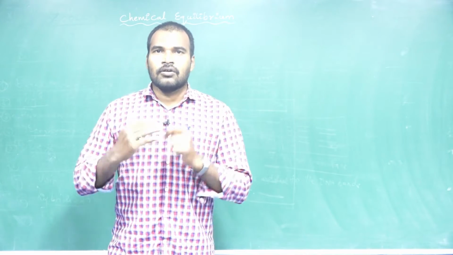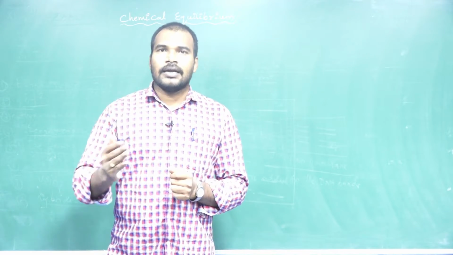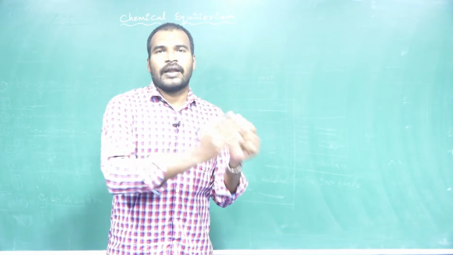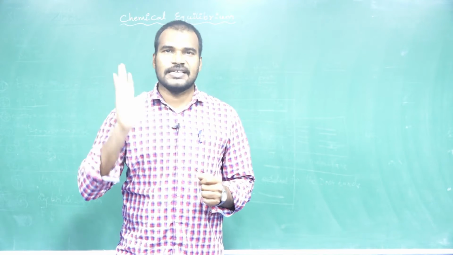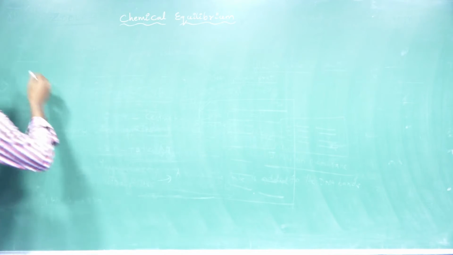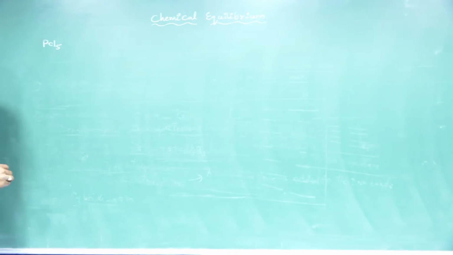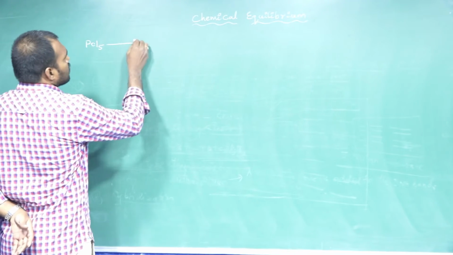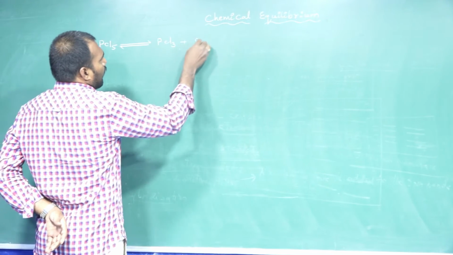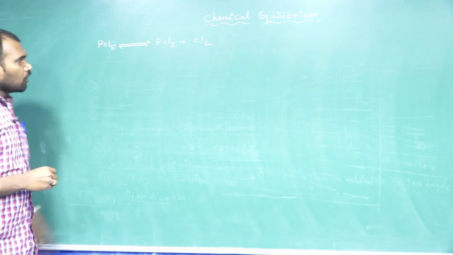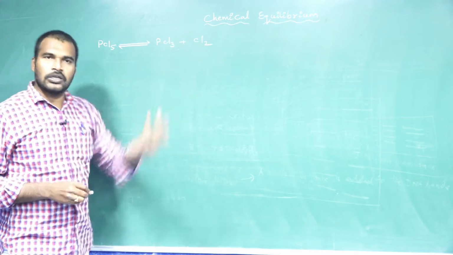Now, in this session, we are continuing with dissociation of PCl5 and formation of ammonia from nitrogen and hydrogen. So, the first one is dissociation of PCl5. Phosphorus pentachloride, PCl5, dissociates into PCl3 and Cl2. So phosphorus pentachloride dissociates into phosphorus trichloride plus chlorine.